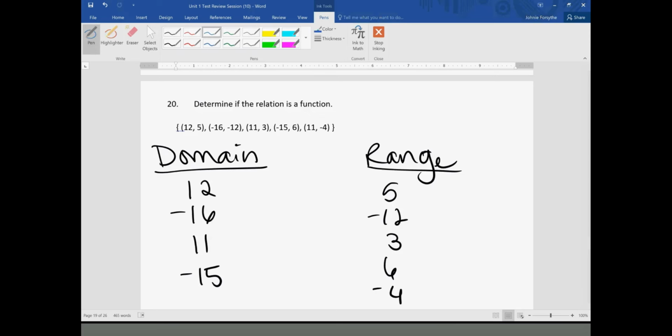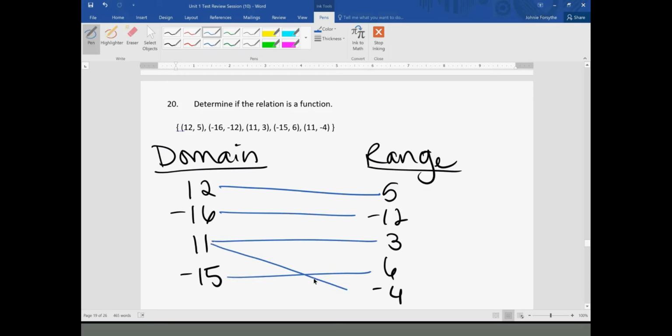So let's draw a mapping. 12 maps to 5, negative 16 maps to negative 12, 11 maps to 3, negative 15 maps to 6, and then 11 maps to negative 4. We cannot have one input, one value in the domain, produce two different outputs. Because we see 11 repeating in the domain, this means it is not a function.